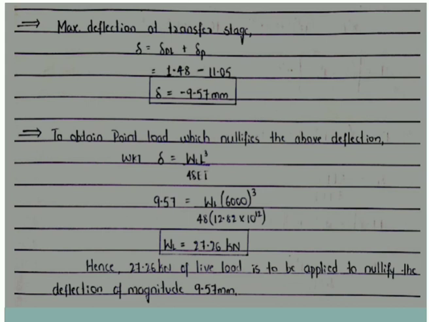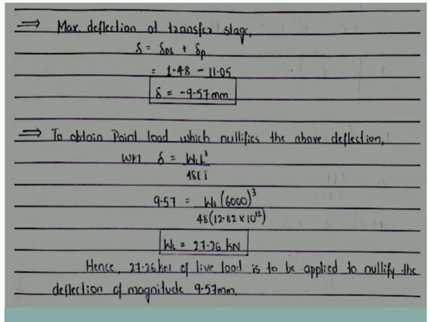So what is the deflection caused by a point load placed at the center? Delta is equal to WL cube by 48 EI. How much delta do we have? 9.57. Now don't take the negative sign here. The negative sign indicates that it is a resisting deflection, that's it. So substitute the values, the only unknown will be W. So you get the answer as 27.26 kilonewton.